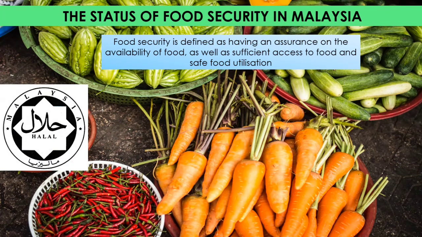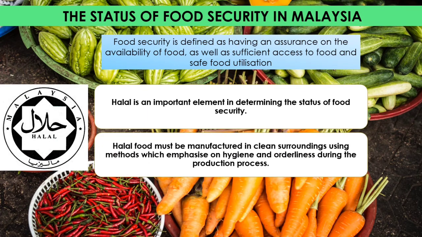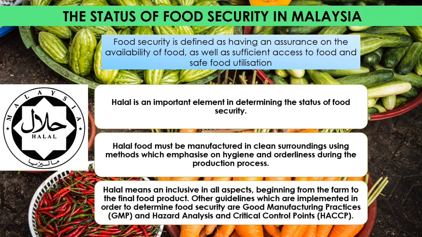So halal is an important element in determining the status of food security. Halal food must be manufactured in clean surroundings using method which emphasize on hygiene and orderliness during the production process. Halal means inclusive in all aspects, beginning from the farm to the final food product. Other guidelines which can be implemented in order to determine food security are good manufacturing practice (GMP) and hazard analysis and critical control points (HACCP).